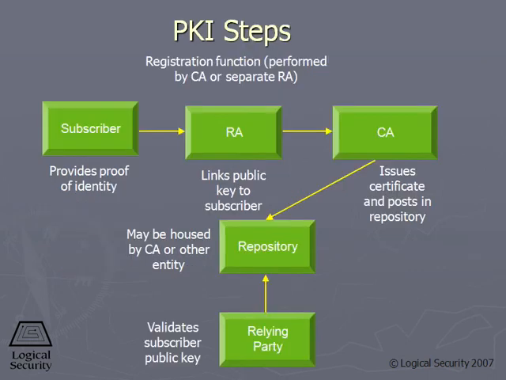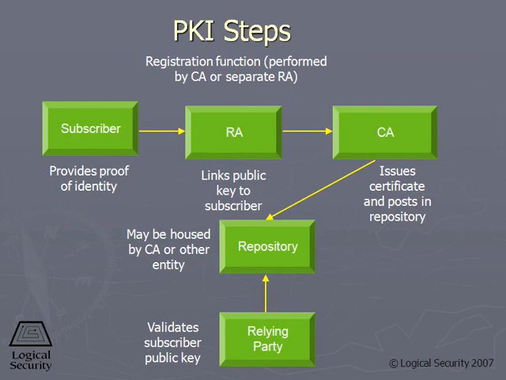Now let's talk about the basic steps of being involved with the PKI. So let's say I want to be involved with the PKI, which means that I have to get a digital certificate. But where do I get this digital certificate? Well, the process is that I have to make a request to the RA, the Registration Authority. And the Registration Authority is then going to validate my identity.